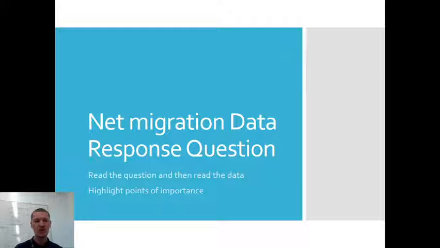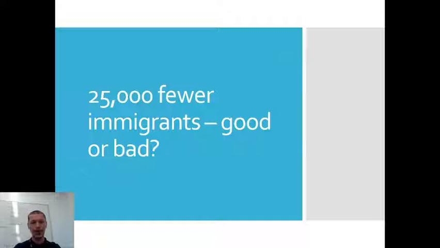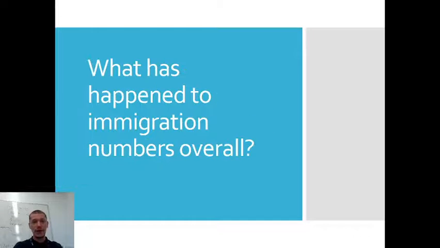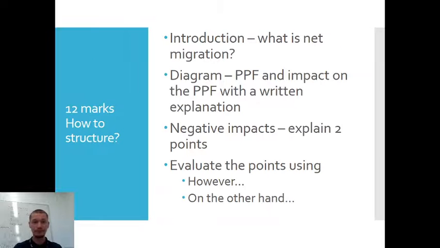So what you want to do first of all is reread that question number 2. We're not doing question number 1. We don't need that first question. It's only the 12 marker. And then you want to highlight points of importance in the data that will be relating to that question. Basically speaking, the question is saying, is it good or bad that we've got 25,000 fewer immigrants coming into the United Kingdom? What has happened to immigration numbers overall? The question is focusing on those coming to study, 25,000 less coming to study, but what happened in 2015 to immigration figures overall? Did they drop or did they go up? That might set a bit of context for the question.